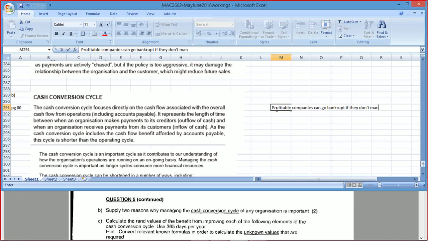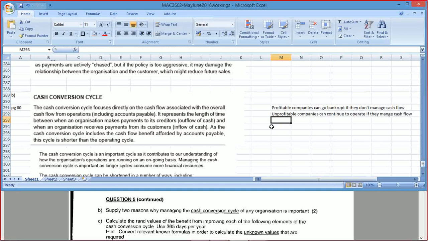If they don't manage cash flow, unprofitable companies can continue to operate if they manage their cash flow. Okay, that's just something additional. You can maybe stick to the theory in your textbook. I'm just providing some other reasons why the cash conversion cycle is important.